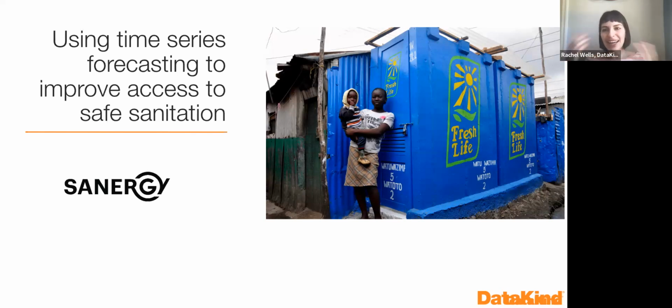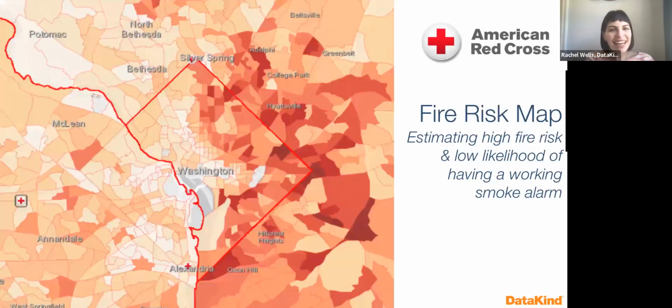So you can see how that is an example of a machine learning case as well. Next, we worked with the American Red Cross in 2014. Starting in 2014, DataKind DC partnered on their nationwide home fire campaign, and we brought together tons of data from previous fire incidences, census variables, and more to estimate which areas were likely to have high fire risks and a low likelihood of working smoke alarms installed in the house.